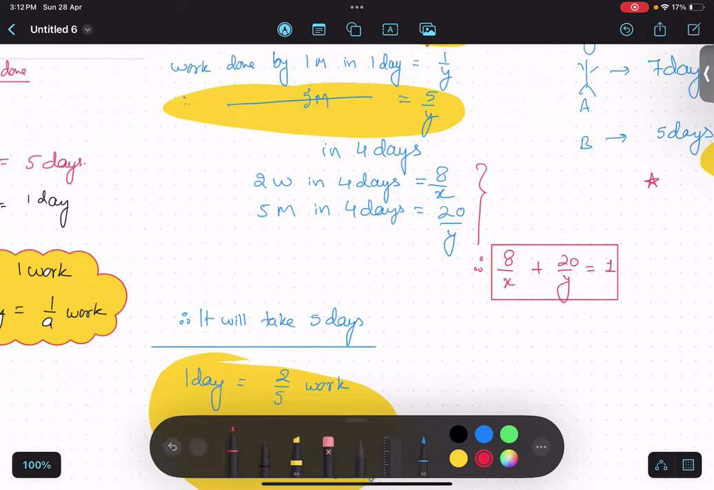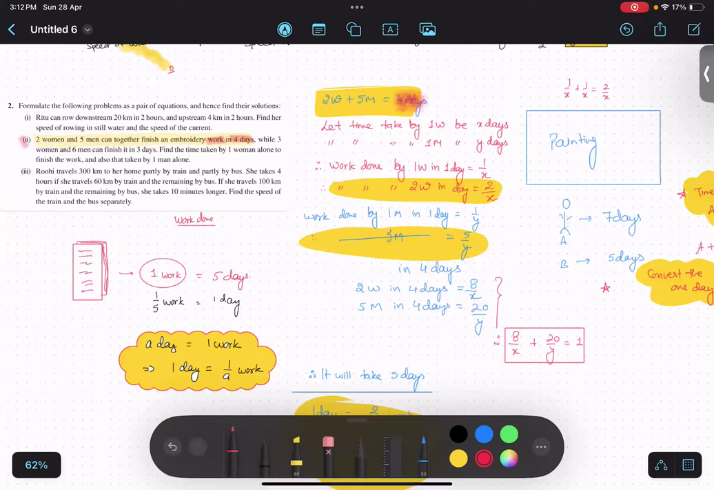Now, if you pay close attention, let me take you a step back. What did I do over here? See, this was two women, 4 days, so over here 8. Can you see that? Listen, so five men, 4 days, 20, 20, 20. Did you understand? Did you see the pattern now? Yes. So this will give you 20.